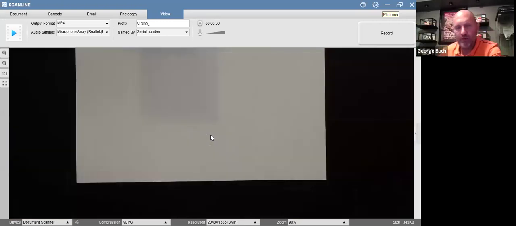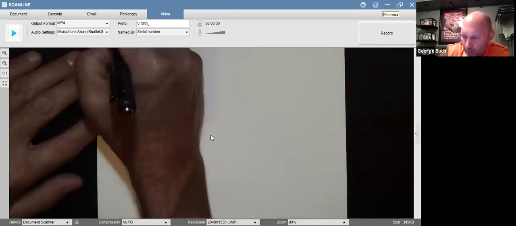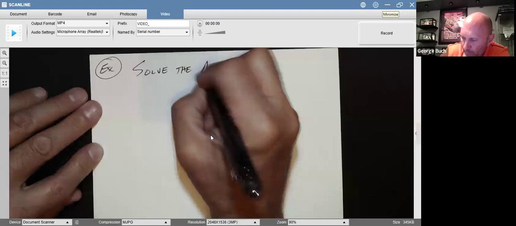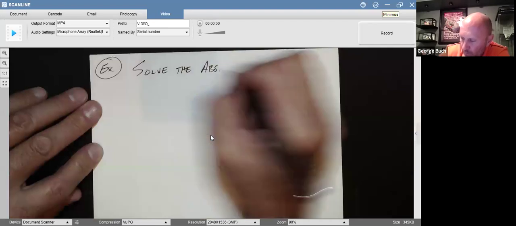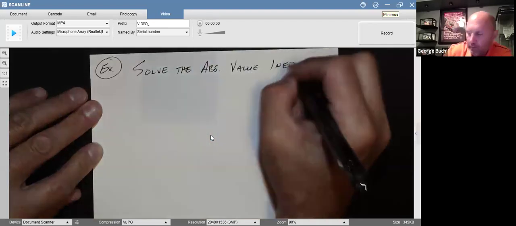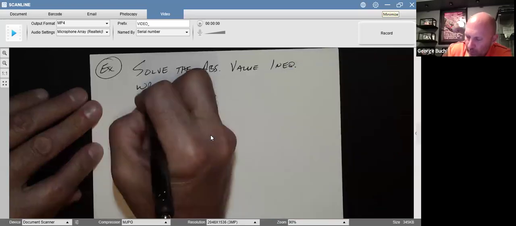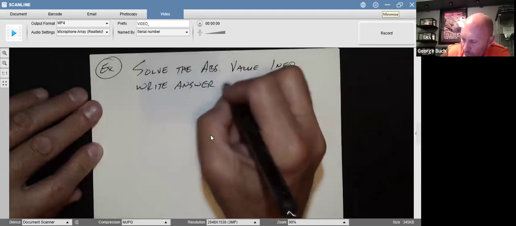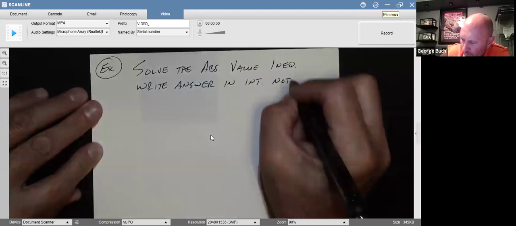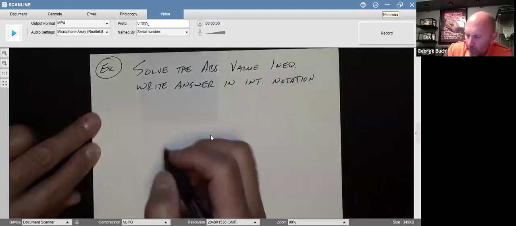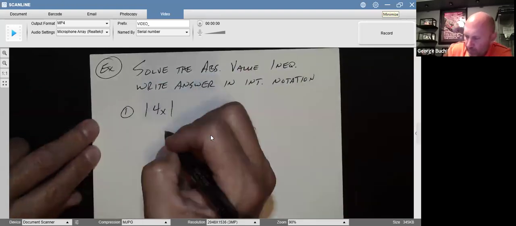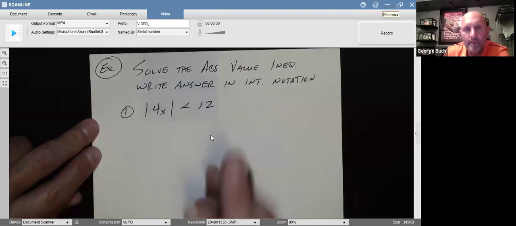And finally, we have our absolute value inequalities. So solve the absolute value inequality. And write your answer in interval notation again. So the first one we have is absolute value of 4x is less than 12.